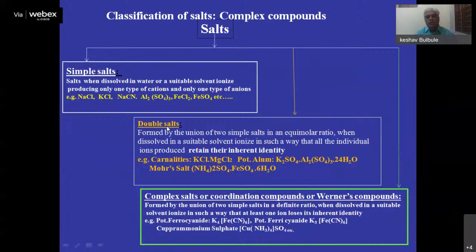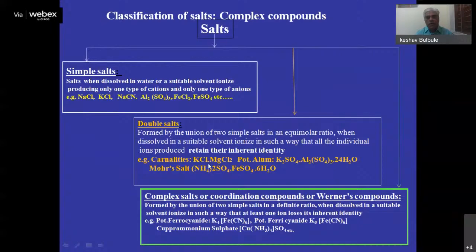Then what is meant by a double salt? A double salt is formed by the union of two simple salts in an equimolar ratio, this is very important. When dissolved in a suitable solvent, it ionizes completely in such a way that all the individual ions retain their inherent properties, their original properties.